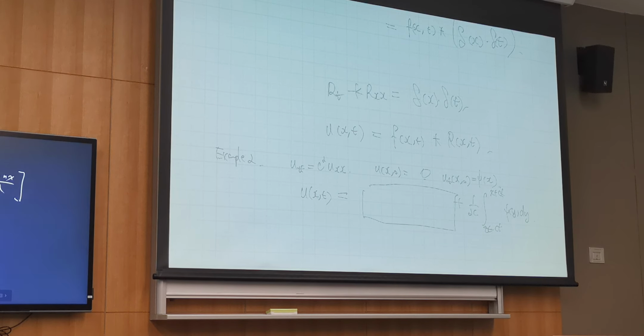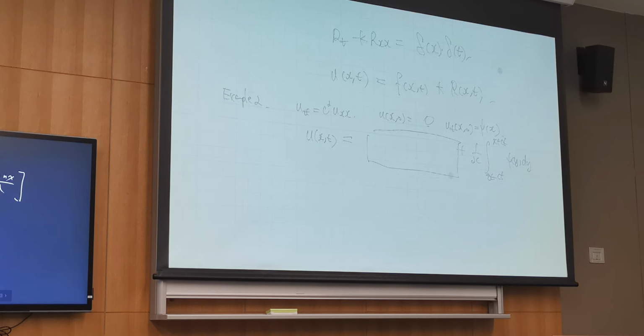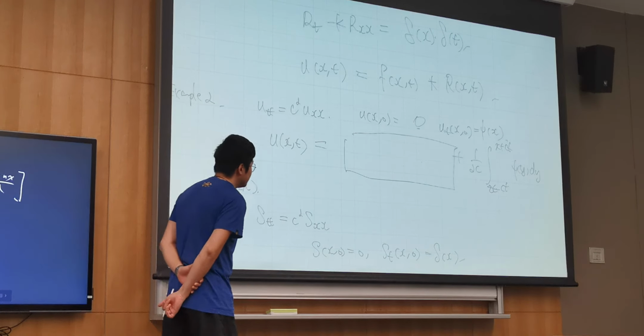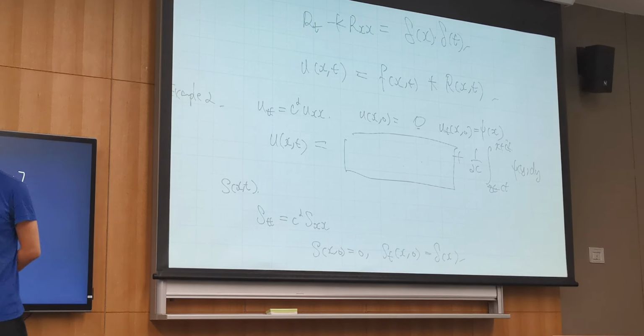What I would like to ask you is, can you please first solve this equation? Let's solve another equation, S(x,t) satisfying that S_tt equals c squared S_xx, where S(x,0) is 0, but S_t(x,0) is delta x. Can you solve this equation?